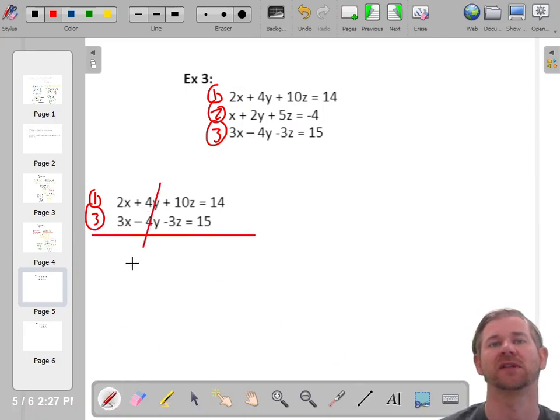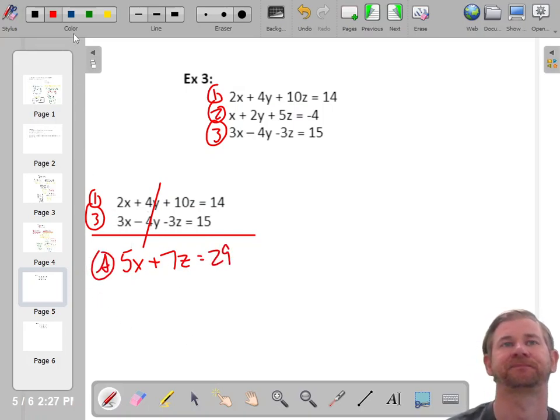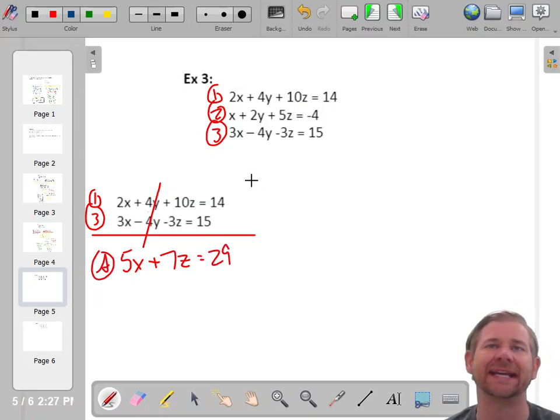Bye-bye. 3 plus 2 is 5x. 10 minus 3 is 7z. And 15 and 14 make 29. This will be called line A. We got to get rid of y again.